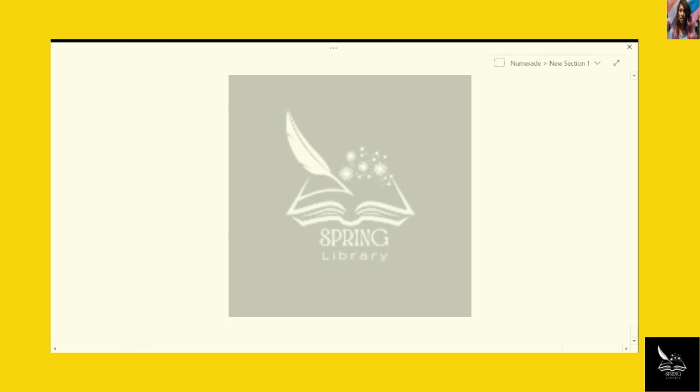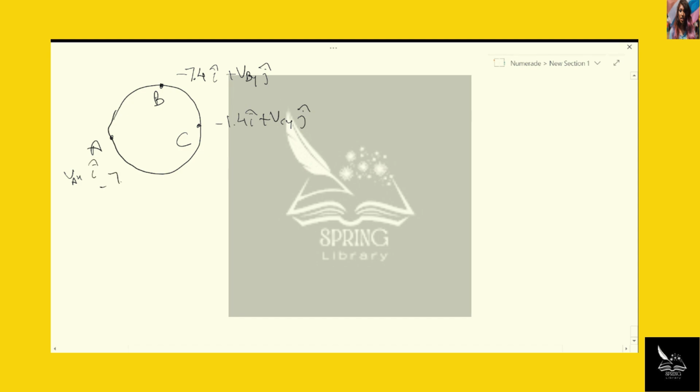Hi, this problem is a continuation of the previous problem, so I'll just recap it quickly. In the previous problem, we were given 3 points A, B, and C on a disk moving on a plane, and we were given only certain velocity components. B, for example, was minus 7.4 meters per second in X, and we didn't know the Y component. For C, we knew it's minus 1.4 in X direction, but not the Y component. And for A, we didn't know the X component, but we knew the Y component was minus 7. So it was like this.